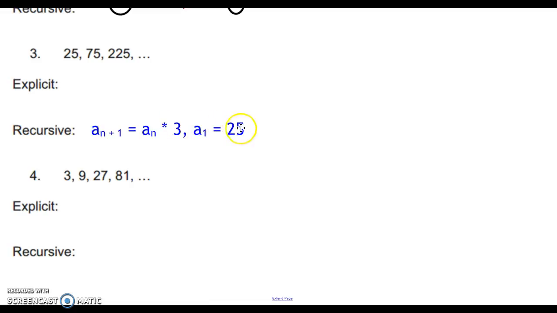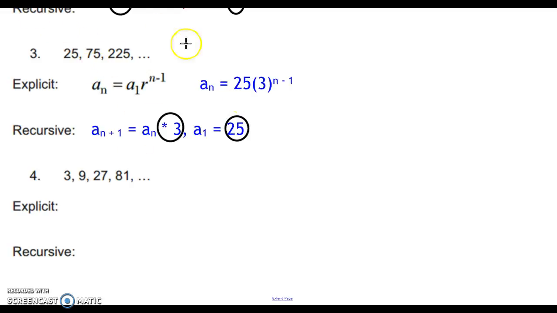Now, given this recursive formula, I'm going to ask you to write the explicit formula. And remember, you're looking for 2 things. You're looking for the common ratio, and you're looking for the first term. You should remember that this is the explicit formula for a geometric sequence. Once I have this information, I can insert my common ratio, which is 3, and my starting value, which is 25, into this formula.